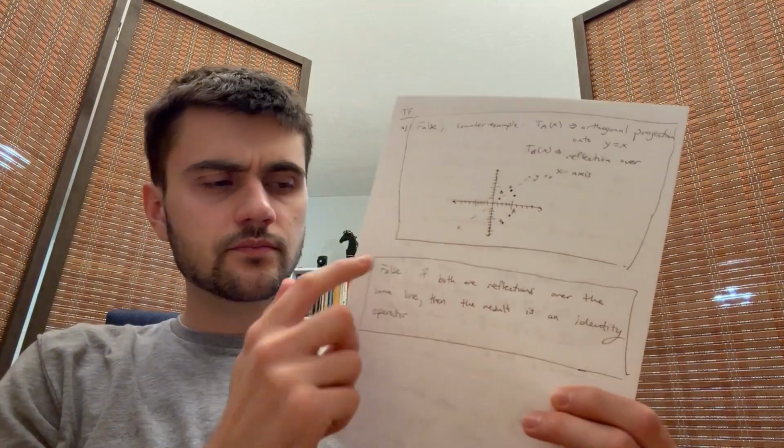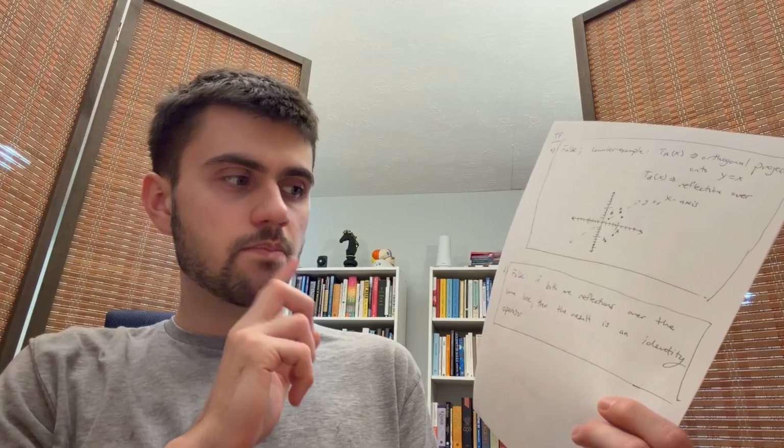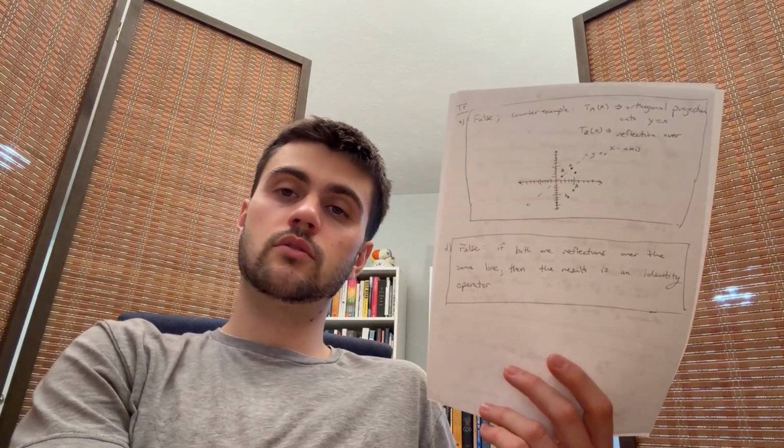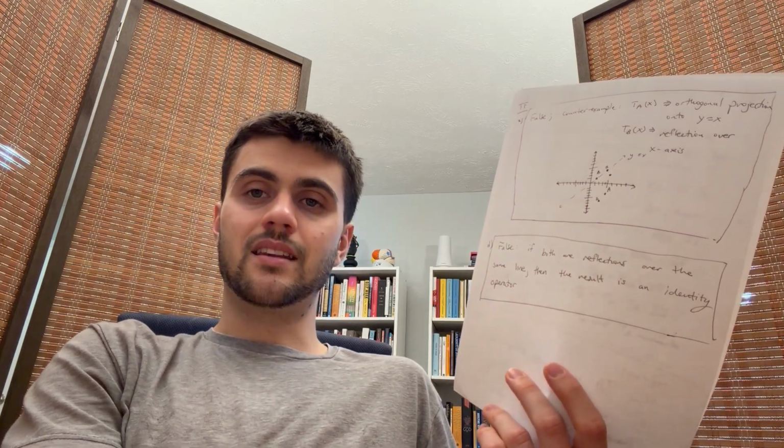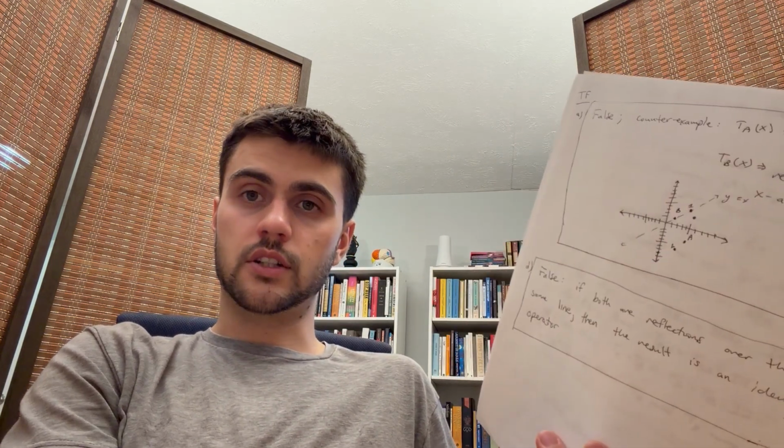And then the second true or false is basically if 2 transformations are composed and they're both reflections, then the result is another reflection operator. And I said no, because if you have 2 reflections about the same line or axis, then the composition of their reflections will be the identity matrix. Nothing will happen. If you reflect over the x-axis twice, you're going to end up in the same spot.